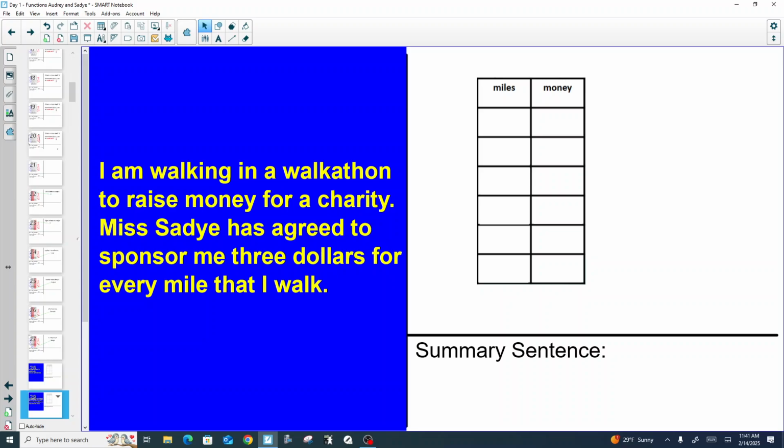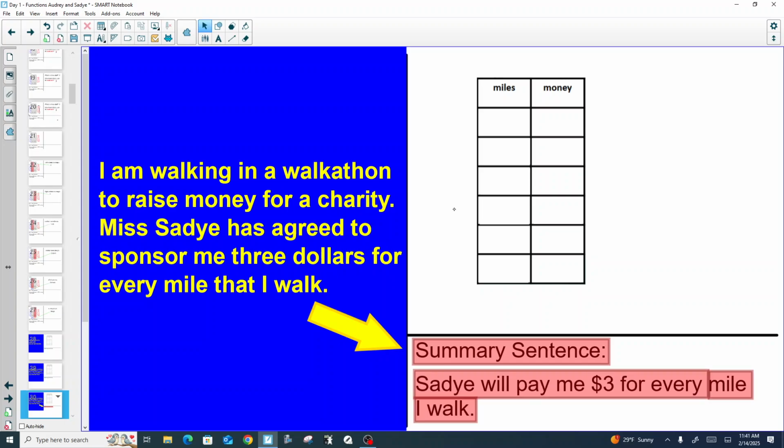So, Sadie has promised to give me money if I walk. Sadie has agreed to sponsor me how much for each mile? $3. So, what do you say we go right over here and we make a summary sentence right here? Because you don't want to copy down that whole thing right there, do you? So how about this? Sadie will pay me $3 for every mile I walk.